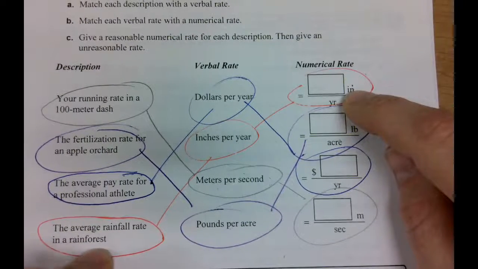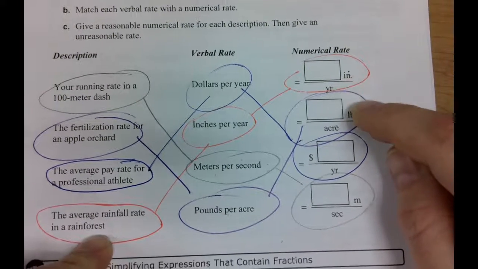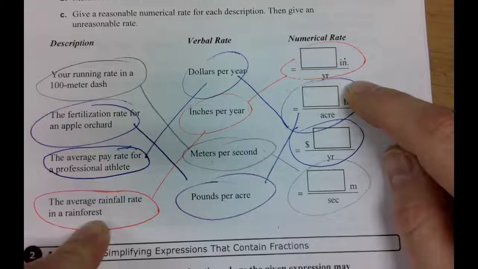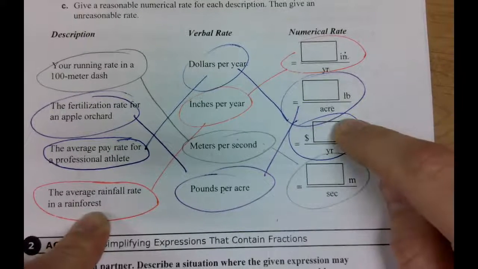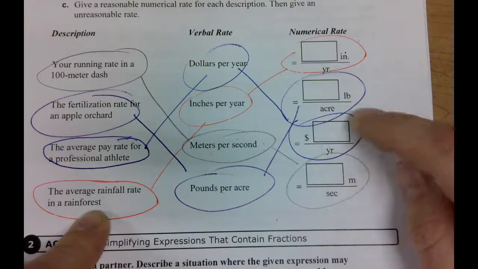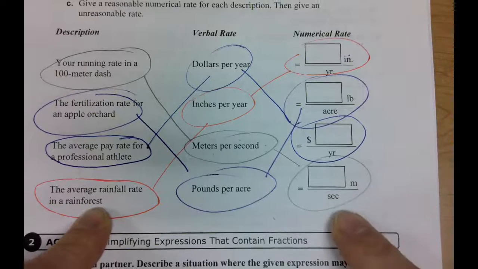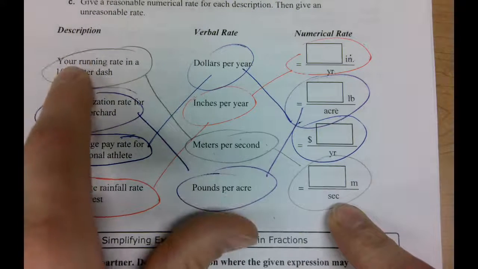Just put a number in. Whether you're close or not, we're just putting out numbers there for fun. Same thing: pounds per acre for an apple orchard, dollars per year for an average athlete, and then your running rate.